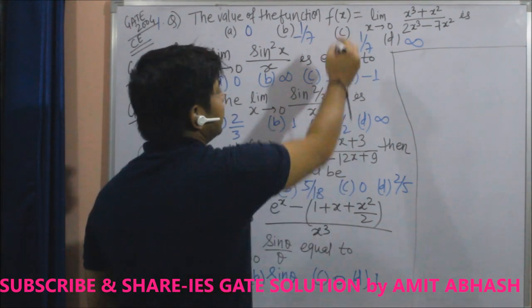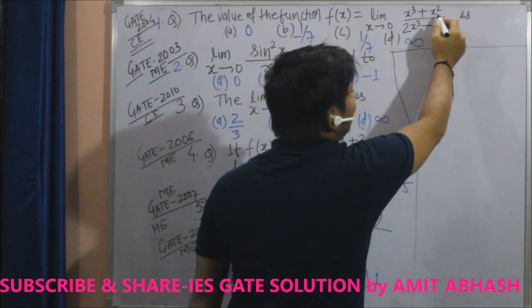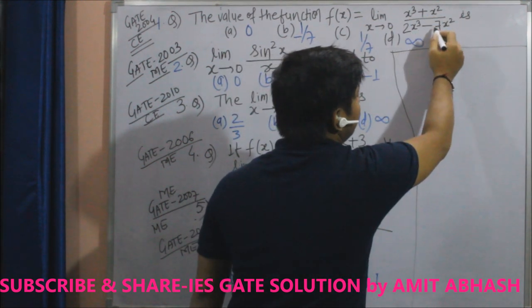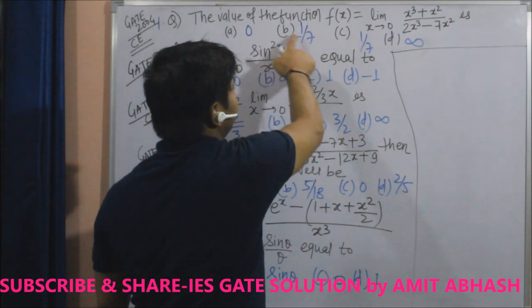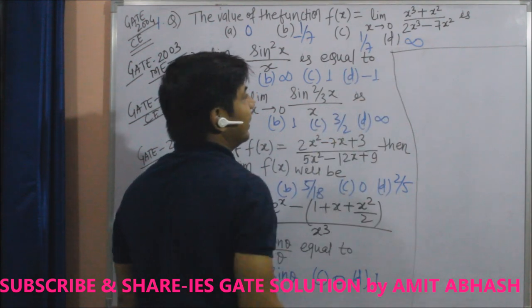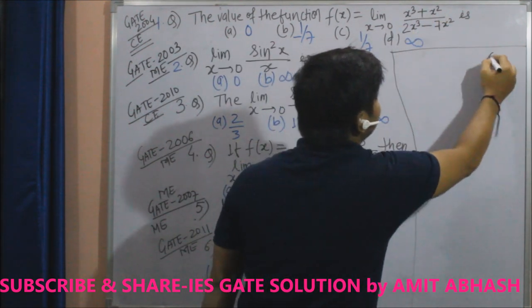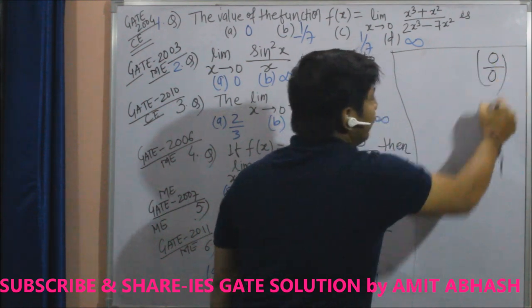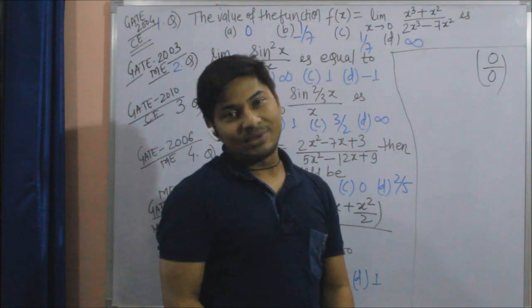The question is: limit x tends to 0 of (x cube plus x square) upon (2x cube minus 7x square). Its value, options are 0, minus 1 by 7, 1 by 7, infinity. First, just put the value and check. When we put it, this will form 0 by 0. If we are getting 0 by 0 form, just remember the L'Hopital rule we have gone through.